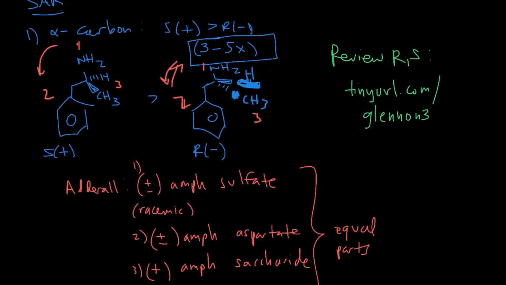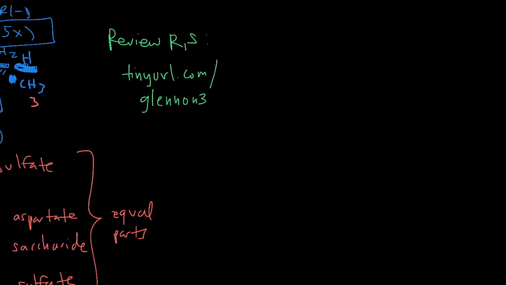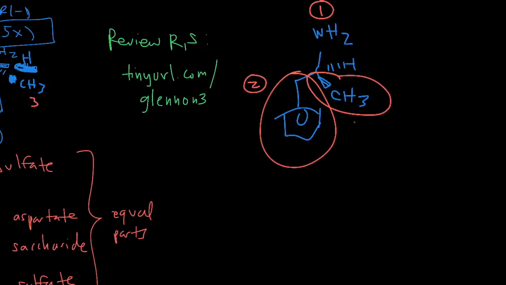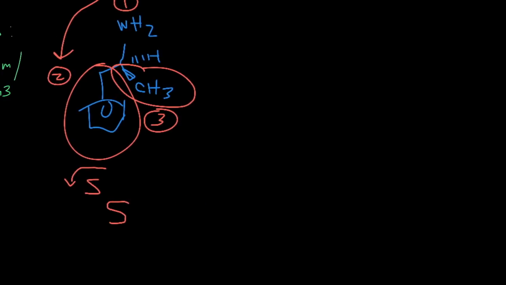I can explain the S and R real quick if you don't remember. So nitrogen is 1, first priority. Second priority is this group over here. Third priority is methyl, because it's less heavy than the phenyl alkyl group. So going counterclockwise is S. The way I remember it is, if you write an S, like normal people write an S, you go counterclockwise. So practice writing your S right now, you'll see. If you write an S, you're going counterclockwise. That's S configuration.